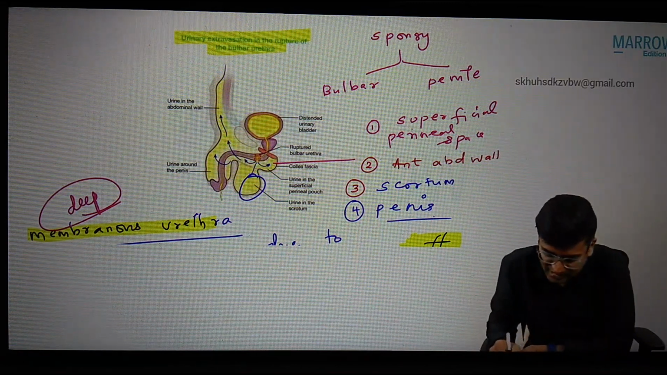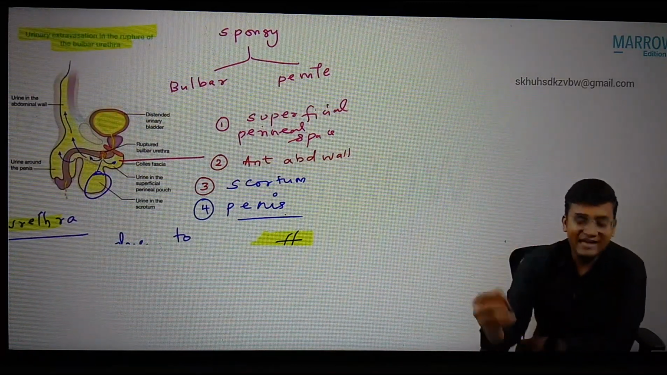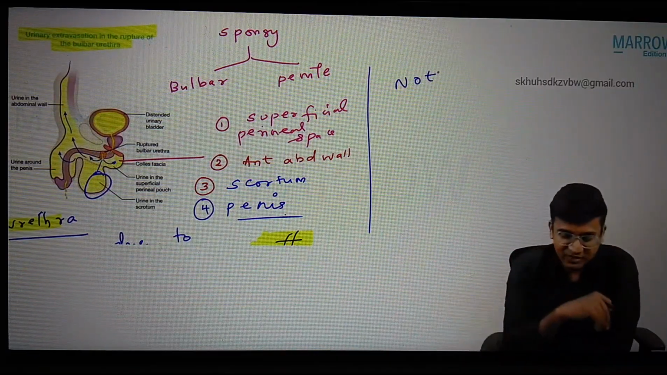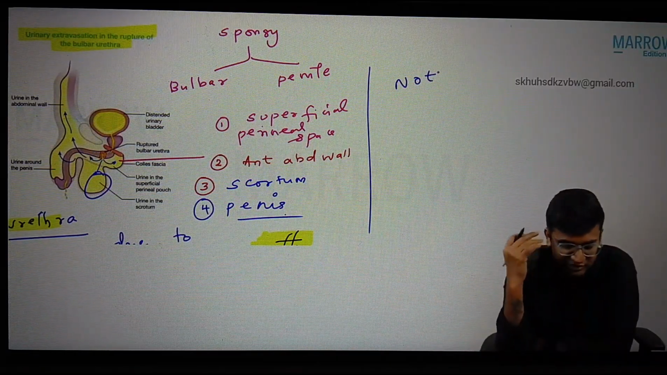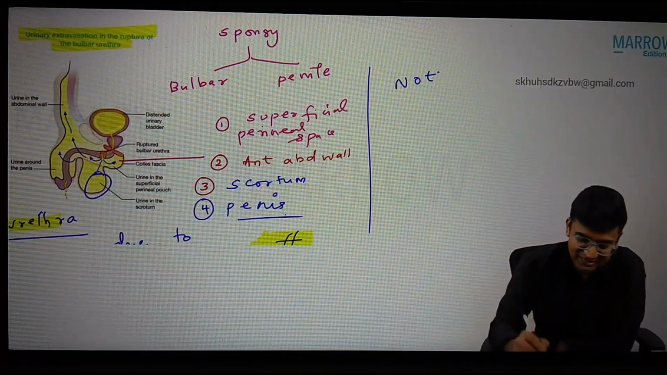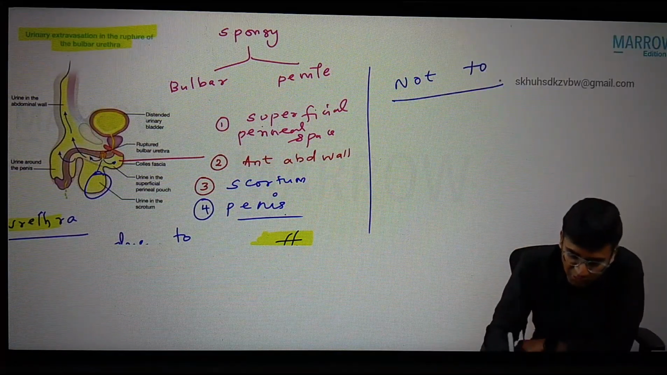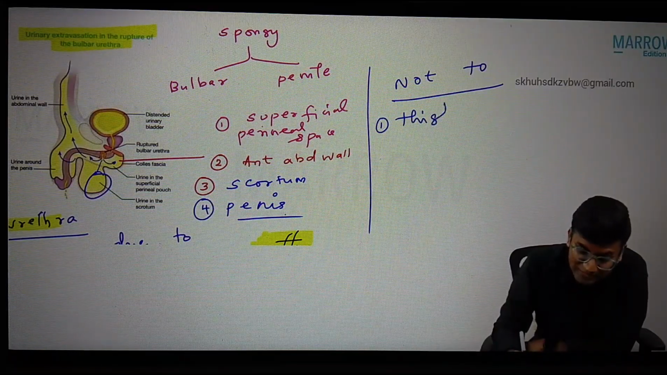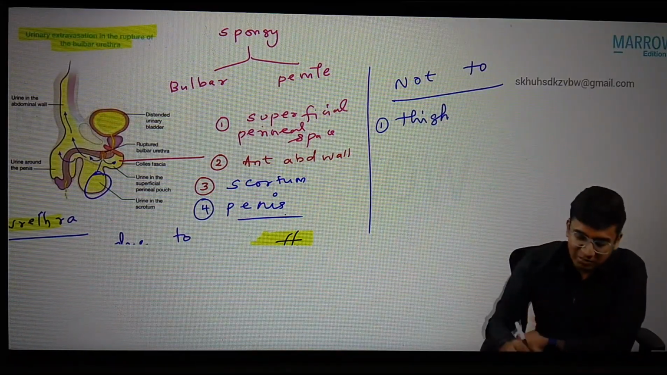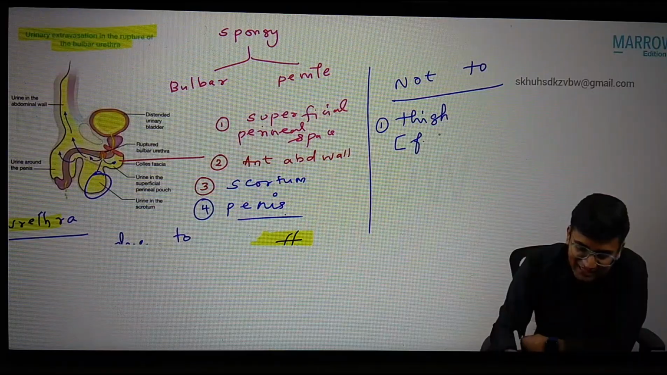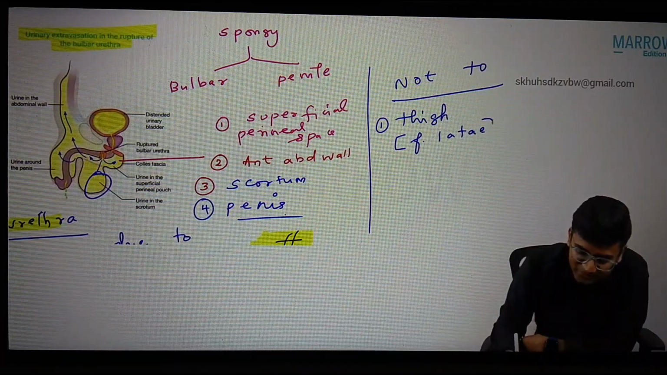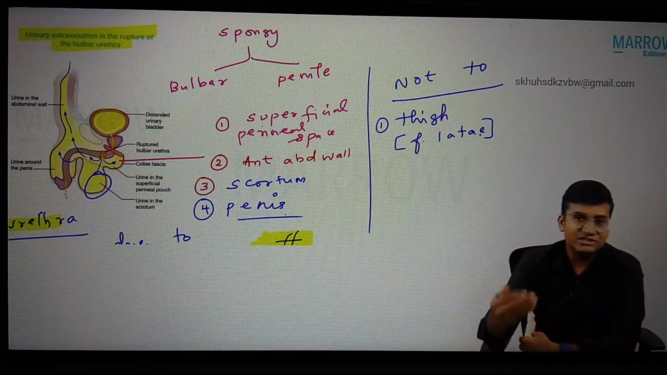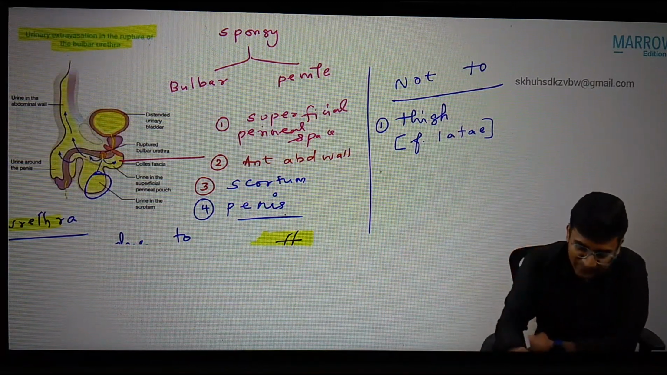Okay, right. Next, what are the areas the urine does not reach? The areas where the urine does not extravasate. Number 1, urine does not go to the thigh region. Why, sir? Because of the fascia lata, the deep fascia of the thigh. Fascia lata prevents the extravasation of urine to the thigh region in the case of rupture of spongy urethra.